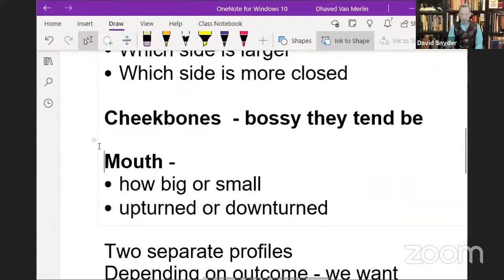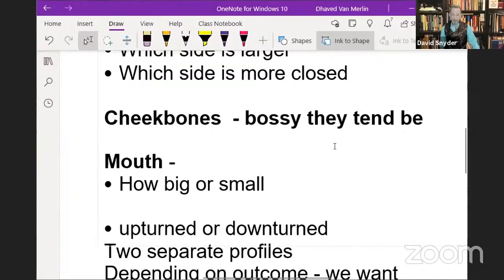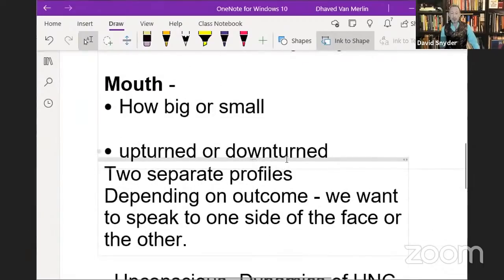many times. Is the mouth big or small, right? Is it bigger on the right side versus the left side? Is the mouth upturned or downturned? People who have upturned mouths tend to be a little bit more on the optimistic side. They tend to be more on the glass half full side. It can also lead to a little bit of not necessarily gullibility, but more suggestibility.